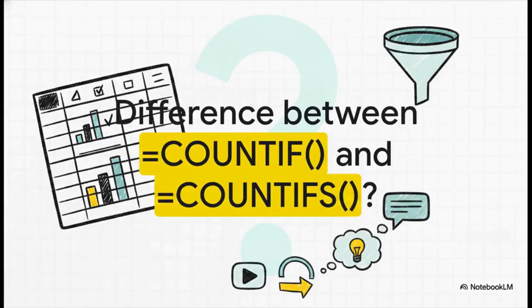So as we wrap up today's explainer, I want to leave you with a fundamental question to really test your grasp on the logic we just covered. What is the true functional difference between using a standard equals COUNTIF and the advanced equals COUNTIFs formula? Really think through the underlying mechanics of what those two formulas are doing.